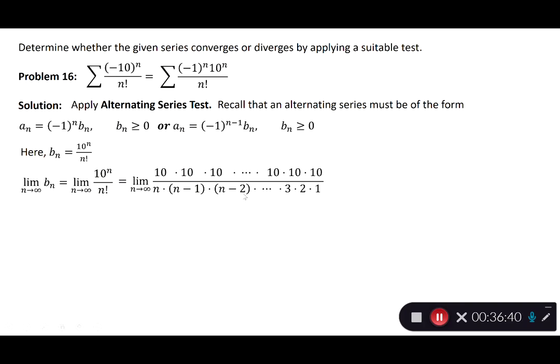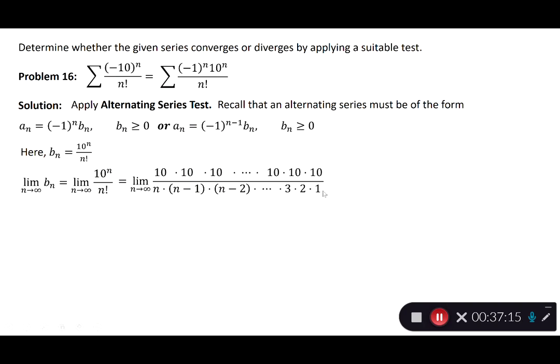So could we ask which one is bigger based on this way of writing? Would you agree there are n number of tens on the top? So there are n terms on the top. How many terms on the bottom? Well, the bottom also has n terms multiplying, the first term being n, the second term being n minus 1, and so on. We have n terms multiplying even on the bottom, just like on the top.